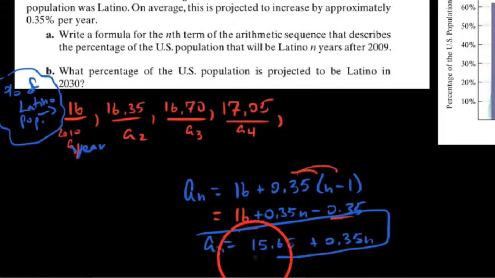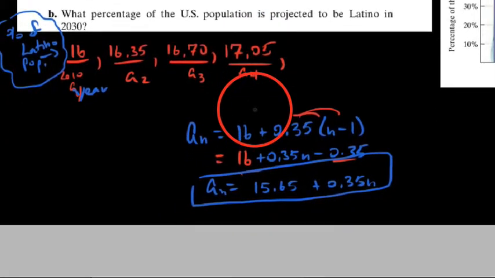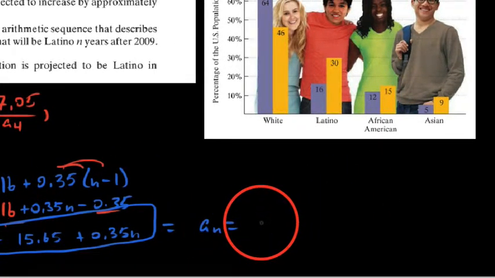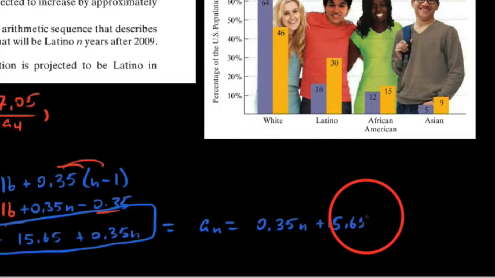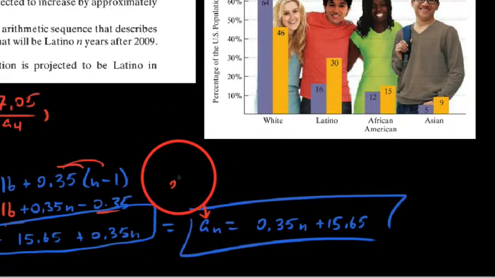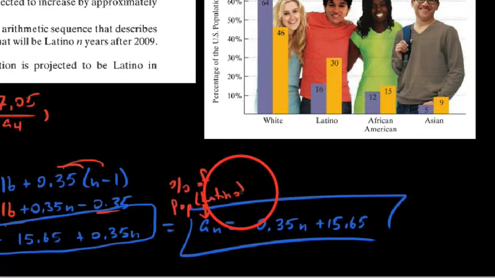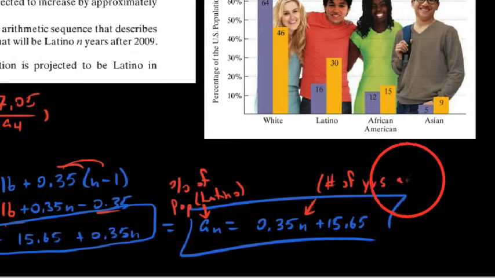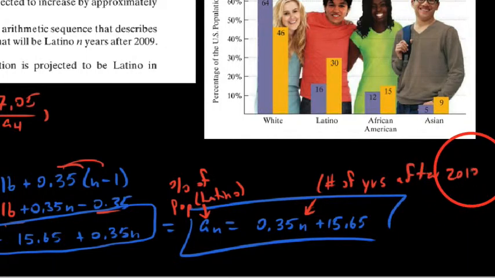I'm going to put a box around this, and I'm also going to rearrange it. I'm kind of OCD like that. So basically what I mean is I like it to look like a linear situation. That is to say, I like to write this as a_n equals 0.35n plus 15.65. And so we're going to write a box around this, and what we're going to say is that this is the percentage of population Latino, and then n is the number of years after, and I believe it was 2010 that we started looking at this data.